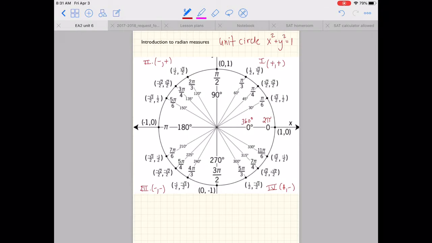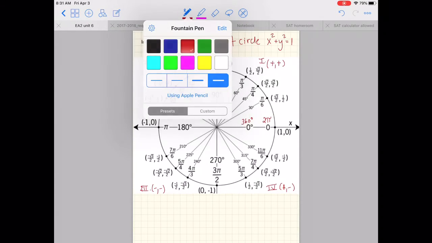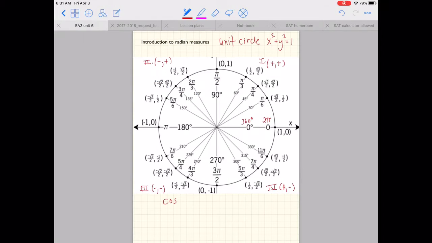So if I said, what's the cosine of 360 degrees? You can answer that because you know cosine is x, and at 360, x is 1, so the cosine of 360 is 1. But now if I say, what's the cosine of 2 pi radians, you can now answer it knowing that 2 pi is 360. So it's still landing at the same spot as 360, and so the cosine is still 1.